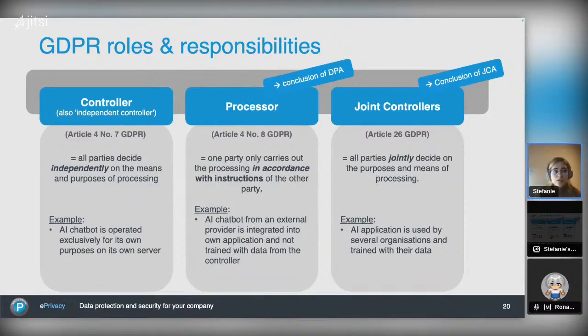So this is something that needs to be checked: what processing is the service provider of the AI system that you're using doing, and are they only acting as a processor on your instructions, or are they following their own purposes and using your data as well? And then we would need to conclude a joint controller agreement. And here it then says who is responsible for which data and who fulfills which GDPR requirement.